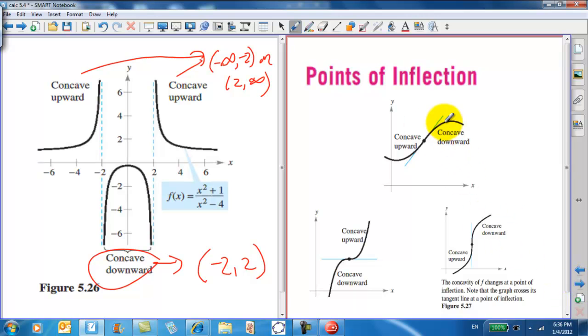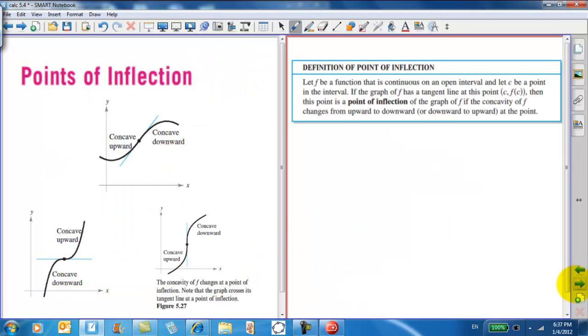And we've talked about this for a long time. It's when you change concavity. But also you have to have an actual defined point there with a tangent line. And so we consider this an inflection point as well. Some books don't, but we're going to consider this an inflection point. Even though it's a vertical tangent line, it is still a function, and so we call that an inflection point. In fact, that comes up in our definition. If the graph of f has a tangent line at the point (c, f of c), then this point is a point of inflection if the concavity of f changes from upward to downward or downward to upward at this point.